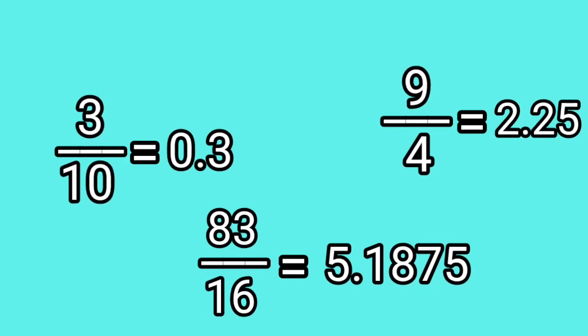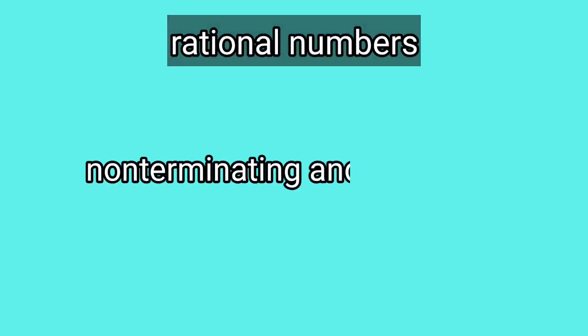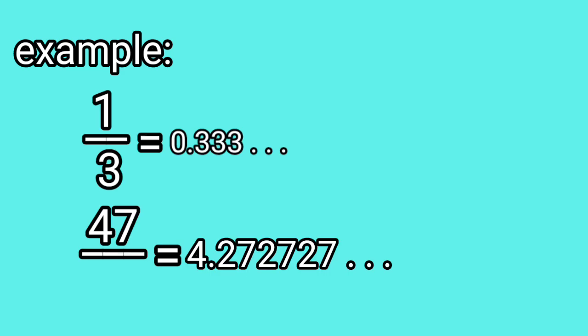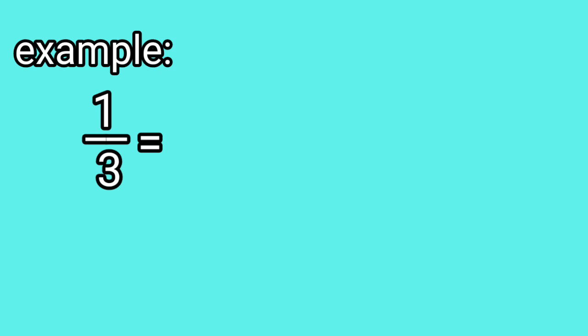These decimals are called terminating decimals because they terminate. There are rational numbers whose decimal representation is non-terminating and repeating. For example, 1/3 has the decimal representation 0.333, where the digit 3 is repeated, and 47 over 11 can be represented as 4.272727, where the digits 2 and 7 are repeated in that order.